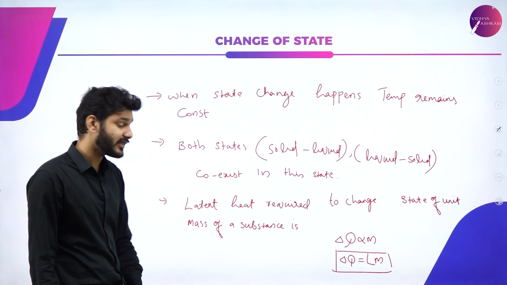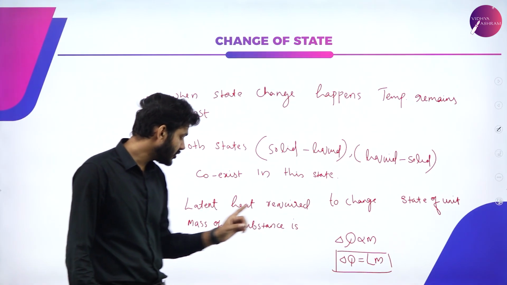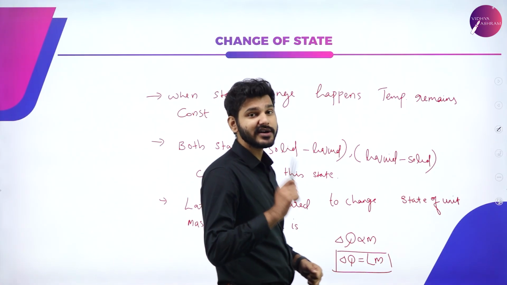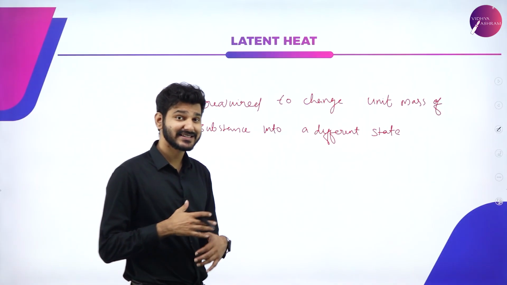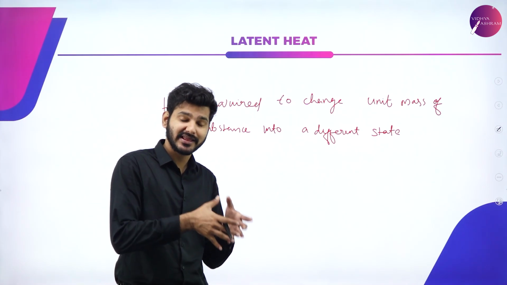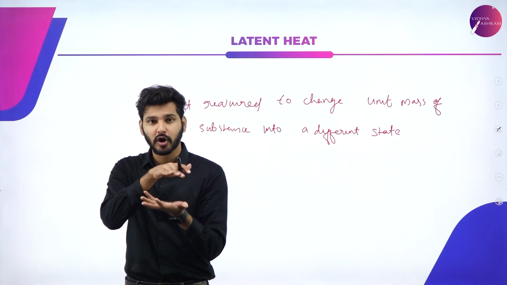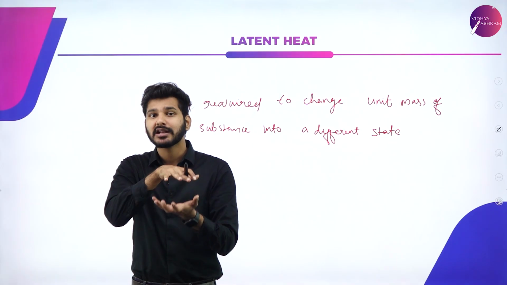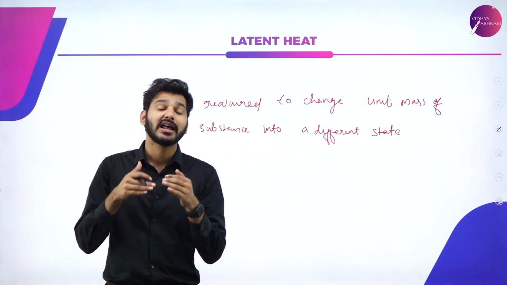But there is something you don't know, and that new term is that the latent heat required to change the state of unit mass of a substance is given by delta Q is equal to Lm. In order to understand this statement, you need to understand what latent heat is. You know about specific heat, but what is latent heat? Latent heat is the heat that is required to change the state of a system. If you have an ice block, how much energy is required to change a unit mass of ice into water? The energy required for that change is known as latent heat.